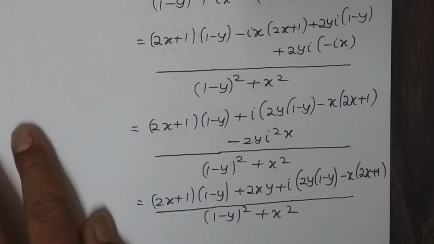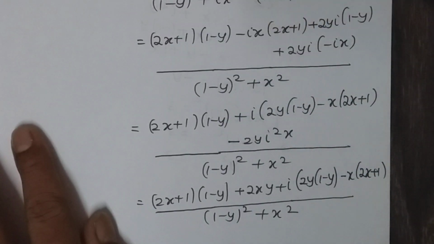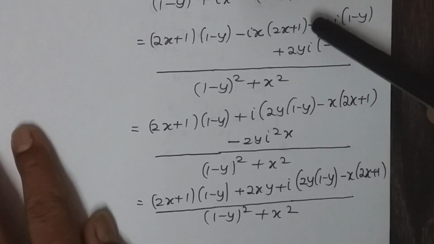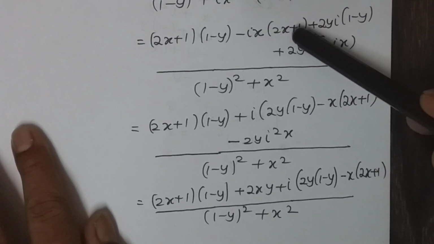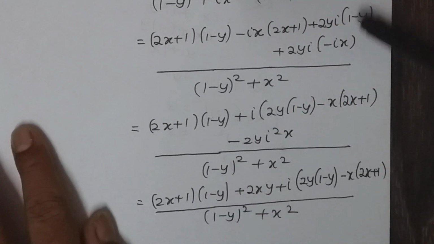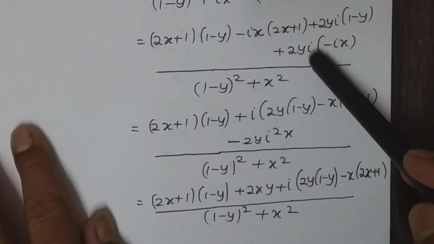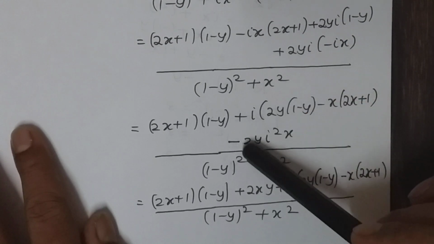Then the problem is, how can I arrange this like a complex number? Now listen, 2x plus 1 into 1 minus y, this is the real part only. These two have I, here also I is there. So what I can do now, in these two I can take I as common. If I take I as common: 2y into 1 minus y minus x into 2x plus 1, plus, what about this one, 2y, I square is minus 1, then I already told that minus here.